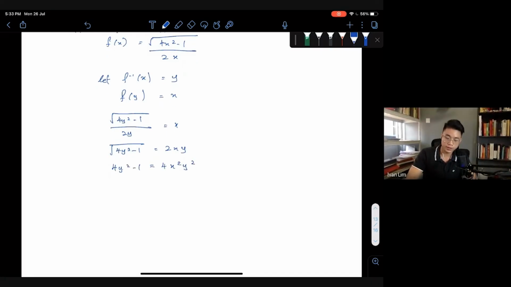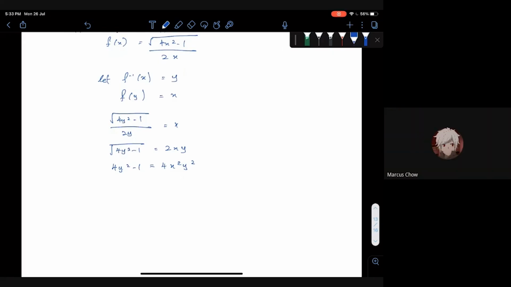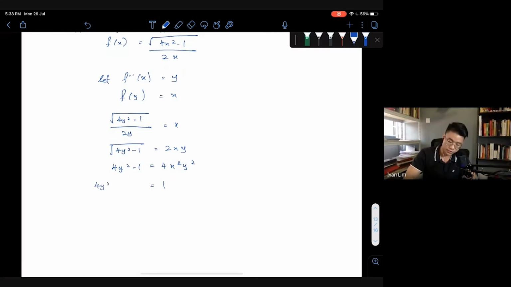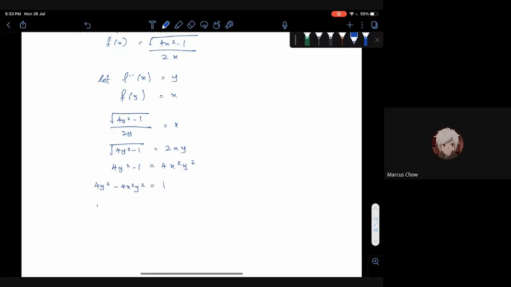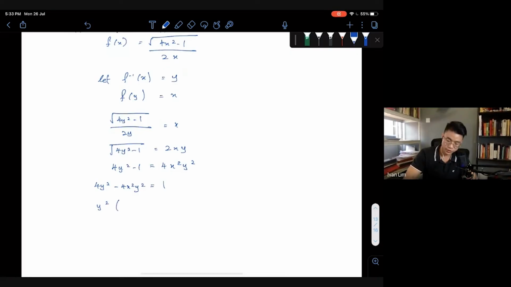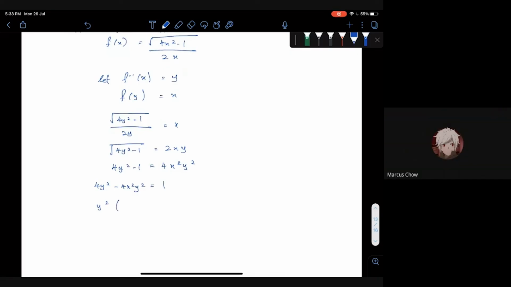Okay, 4x squared y squared. Then you can factorize out y squared: y squared bracket 4 minus 4x squared. Let's write it as 4y squared minus 4x squared y squared. And then it can become y squared, bracket 1 minus x squared, times 4.